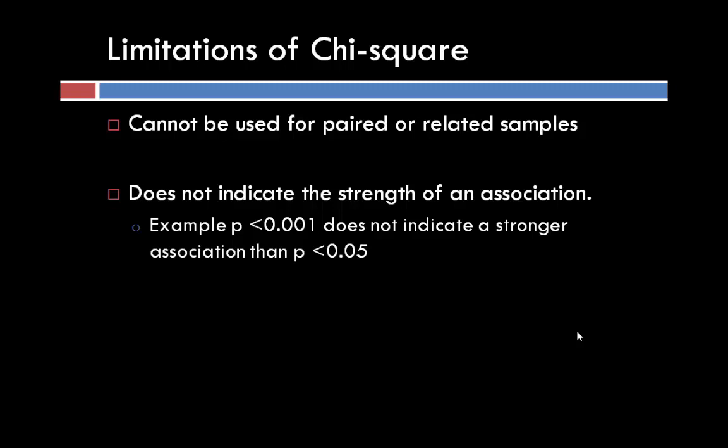There are some limitations of the chi-square test. It can't be used for paired or related samples, as we saw in our decision tree diagram there. And it doesn't indicate the strength of an association. It merely indicates that there is an association that exists. So for example, if we have a p-value that ends up being less than 0.001, it doesn't indicate a stronger association than a p-value of less than 0.05.